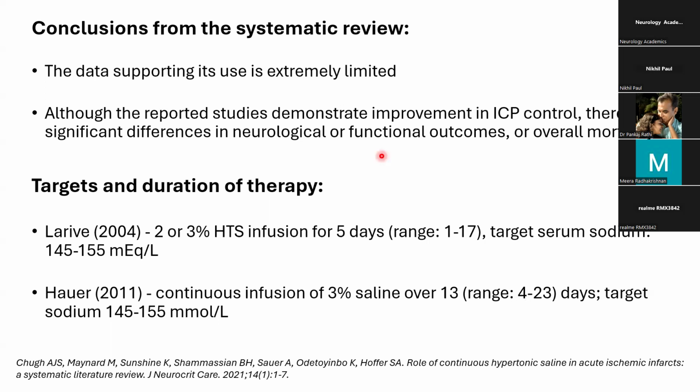So one of the things we can infer from this is the duration and target. Most of them kept a target of 145 to 155, and the range, what we see, is not a very small range. It is from 1 to 17 or 4 to 23. So the duration of hypertonic saline infusion should be tailored according to the clinical situation. We cannot just give for 1 week and stop, or 2 weeks and stop. Based on the clinical profile, we have to continue for as much as needed.